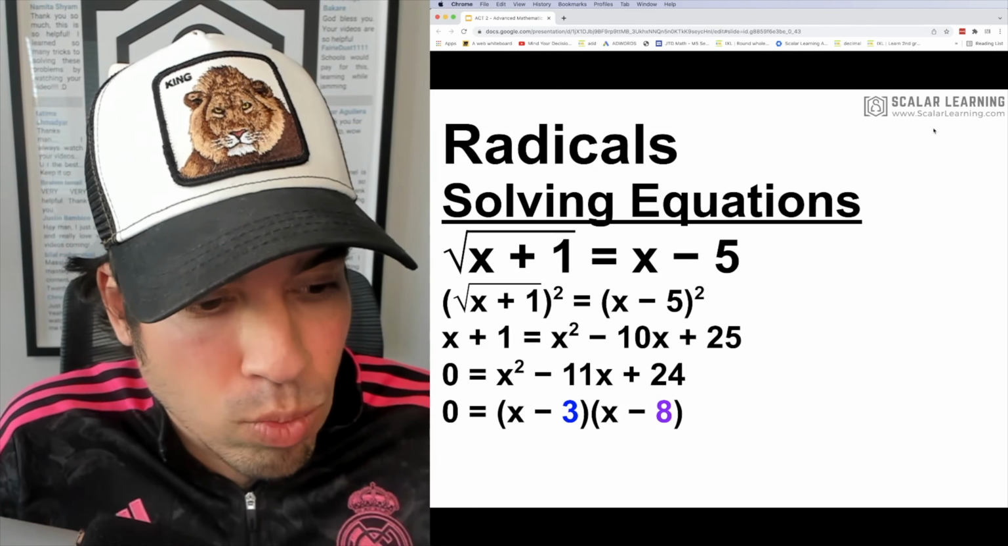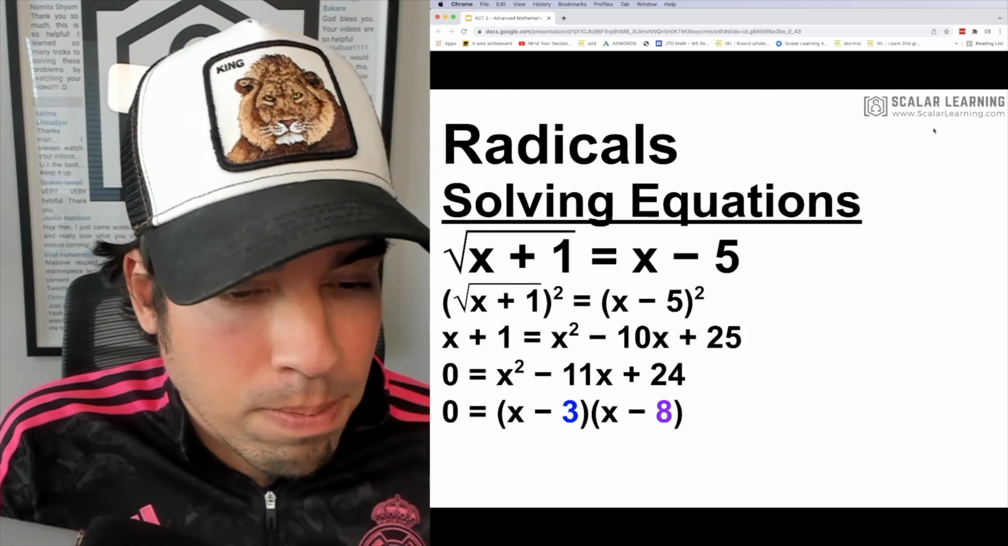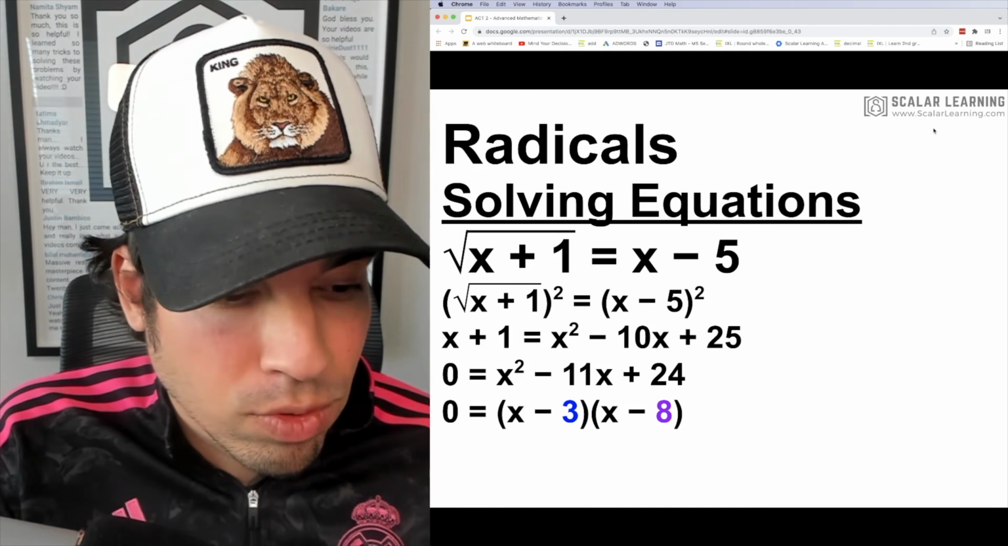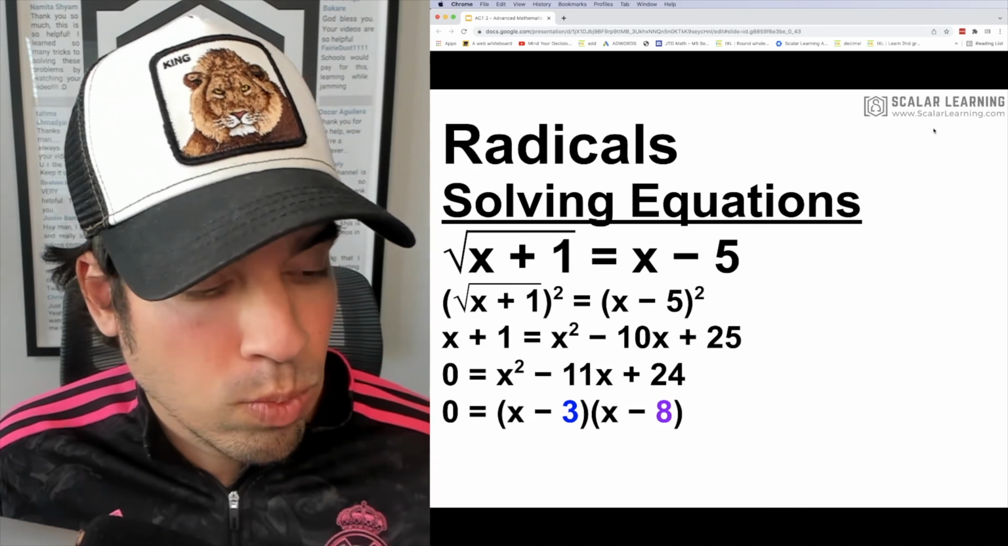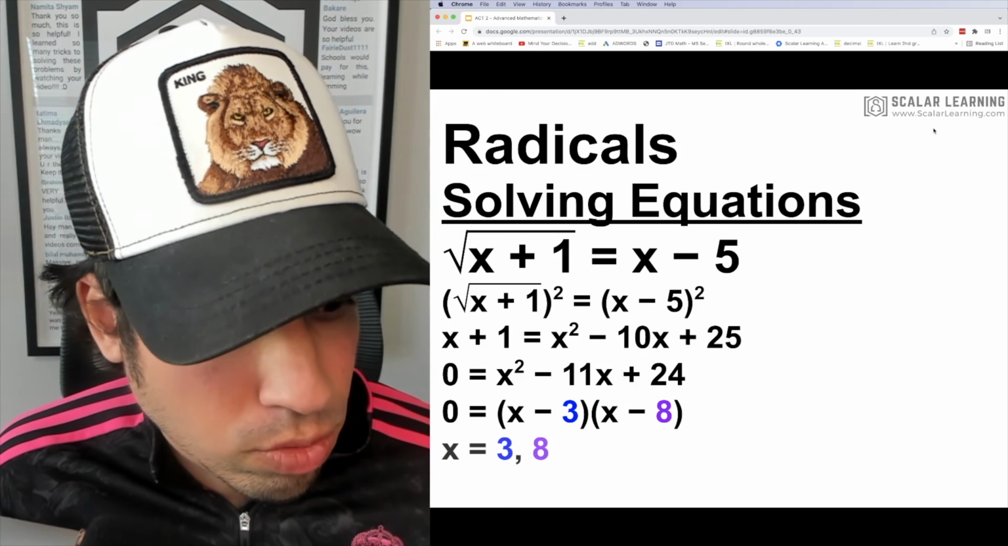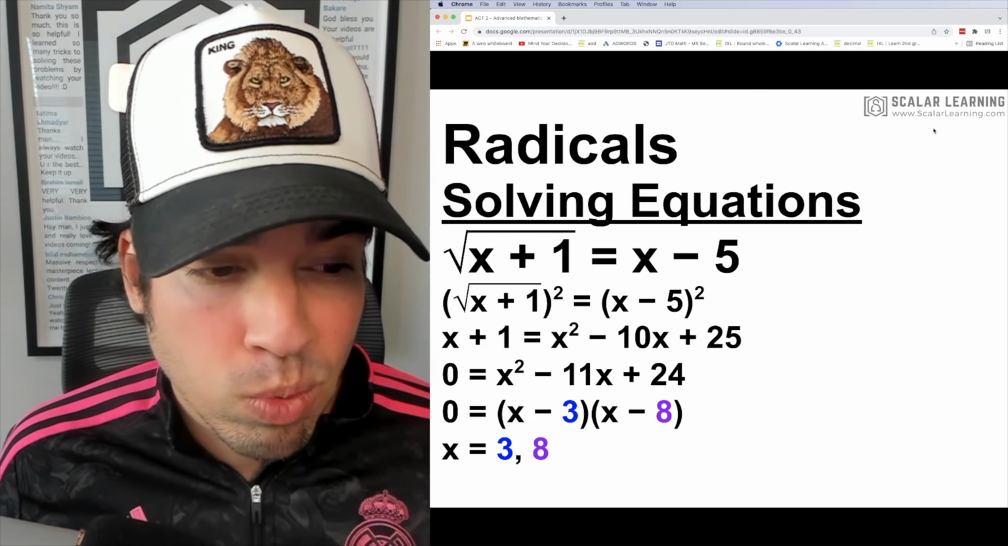And once again, we're asking the question, what multiplies to 24 and adds to negative 11? That would be negative 3 and negative 8. And since we can once again use our zero product rule, we know that the solutions to this are both 3 and 8. But we're not done yet.